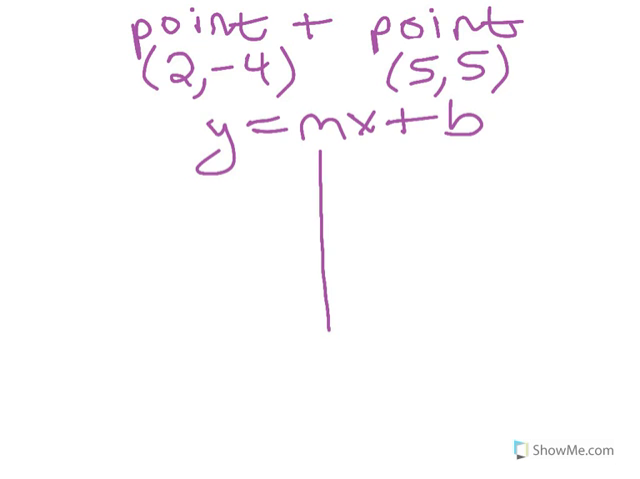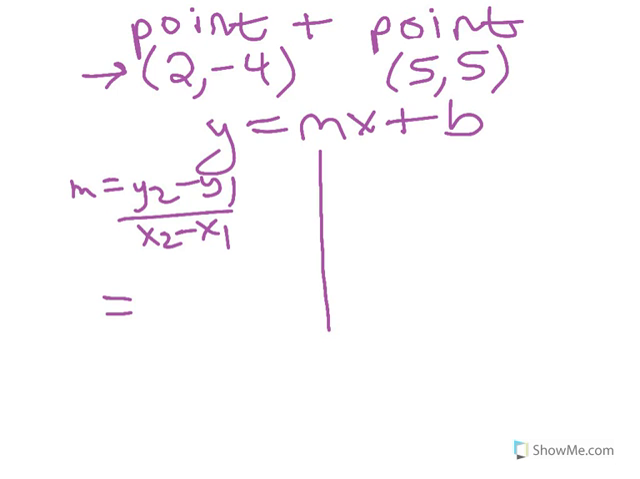Well, the slope, as we discussed before, is y2 minus y1 over x2 minus x1. Now, (2, -4) is further to the left, so that's where my old numbers are coming from. And (5, 5) will be my new numbers. So my y2 value is 5. My y1 value is -4. My x2 value is 5. And my x1 value is 2.